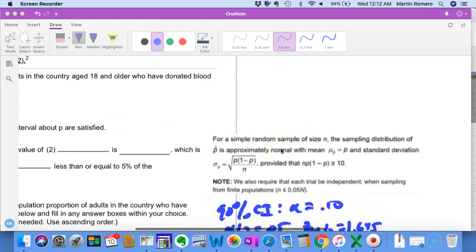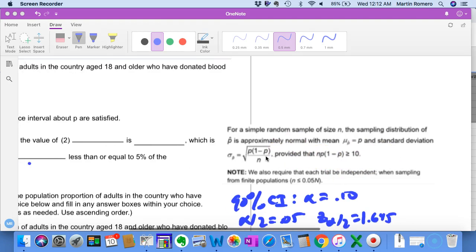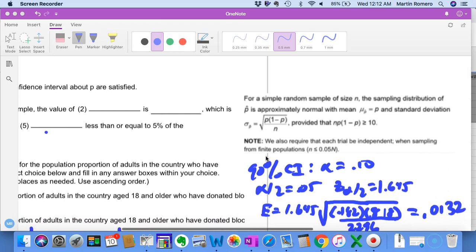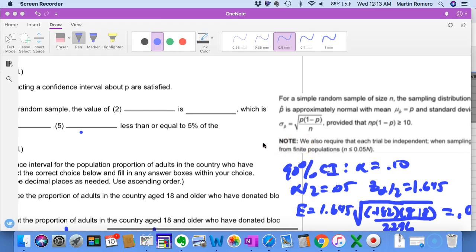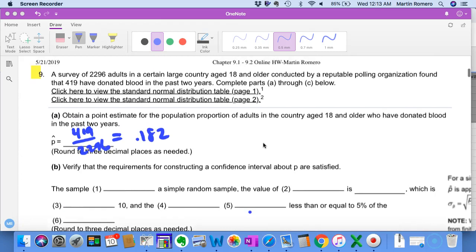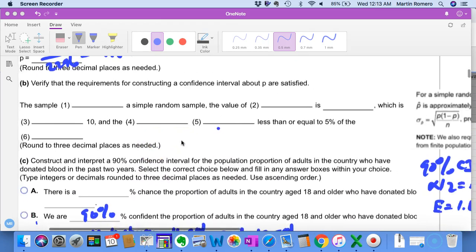Part B says verify the requirements. What we know from notes is that for a simple random sample of size n, the sampling distribution of p hat is approximately normal, where the mean of that distribution is equal to p, the population proportion. This is true provided that n times p times 1 minus p is greater than 10, which we've done before. So it's the same conditions, and that our sampling is from a finite population, meaning that n is less than 5% of the population. So in this case, we're talking about the country, so 2296 is less than 5% of the population.